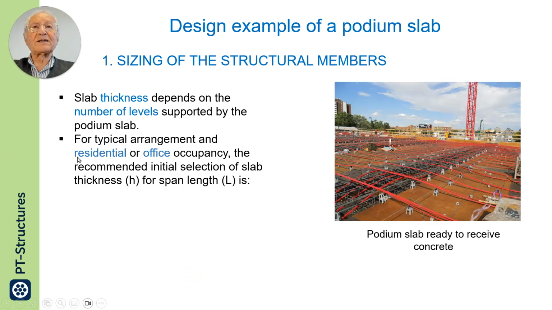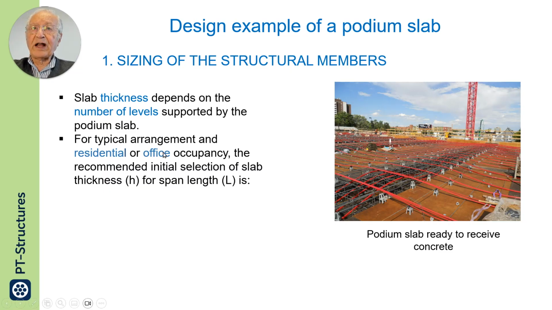Number 1 is sizing of the structural member, making sure that the sizes of a column and the slab are adequate. Slab thickness depends on the number of levels that are supported by the podium slab. Obviously, the more load on it, the larger will be the slab thickness.